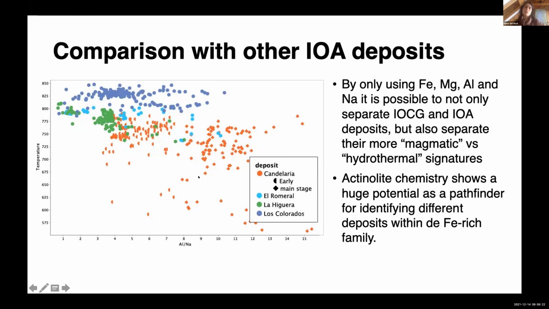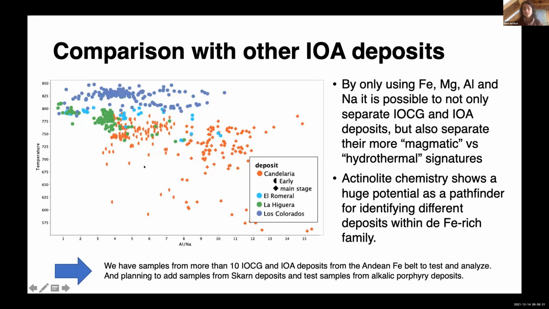The idea of using major elements has huge potential as a pathfinder for identifying different deposits within the iron-rich family. So what comes next? Well, we have samples from more than 10 IOCG and IOA deposits from the Andean belt. We have a really amazing sample set that we just started to work on. So we need to test and analyze them, and complete this plot by adding more samples, and we think we can arrive at a point where we have different areas of the plot that indicate IOCG versus IOA.